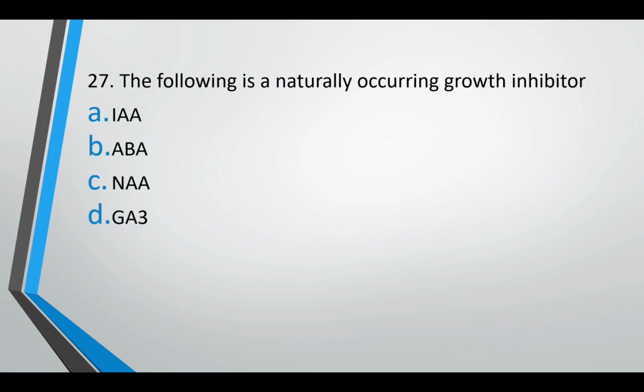Which one of the following is naturally occurring growth inhibitor? IAA, ABA, NAA or GA3. Correct answer is option B, that is abscisic acid.